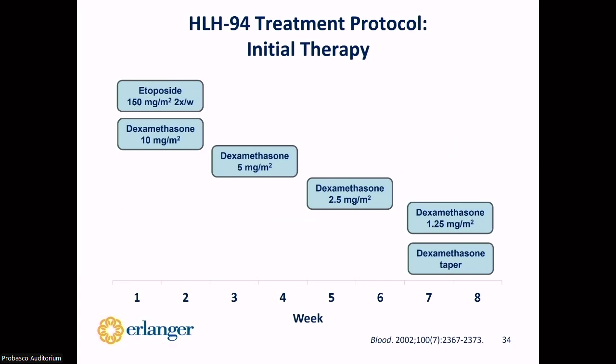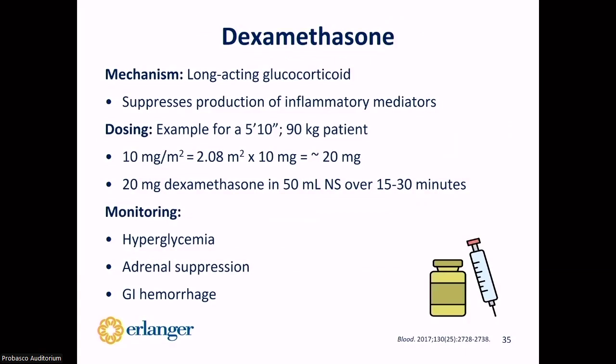So back to our protocol, we've talked about etoposide. Our next component is dexamethasone. They started a dose of 10 mg per meter squared, and then they tapered that by essentially cutting it in half every 2 weeks and dropping off completely after week 8. We're probably all a little bit more familiar with dexamethasone. This is a long-acting glucocorticoid, and its role in HLH is to suppress the production of those inflammatory mediators.